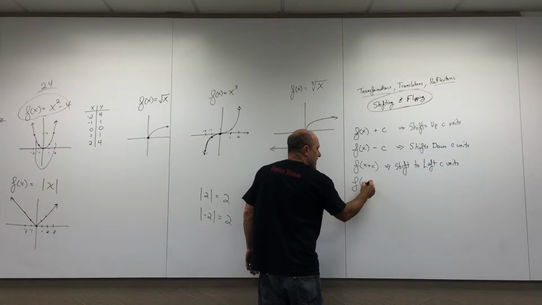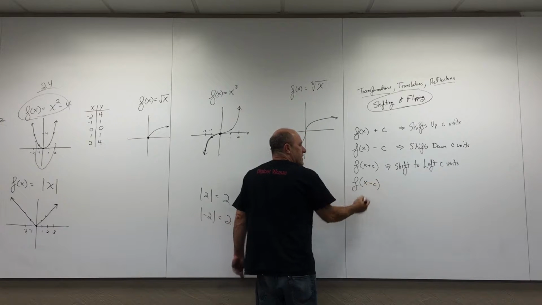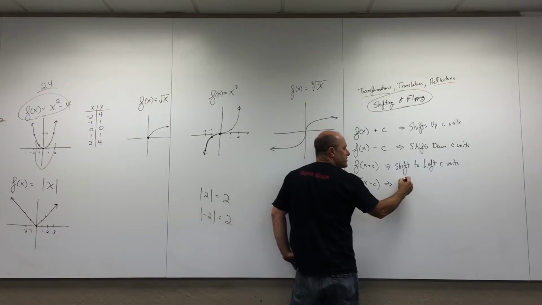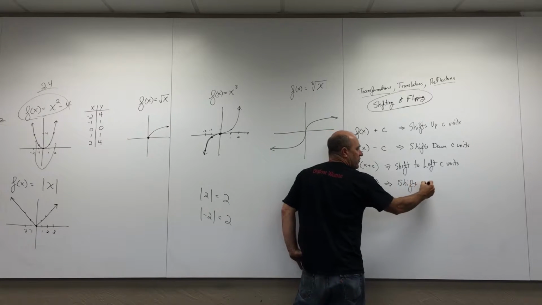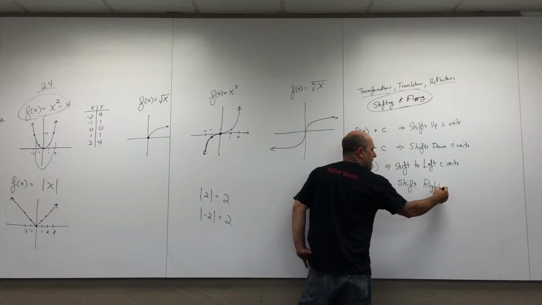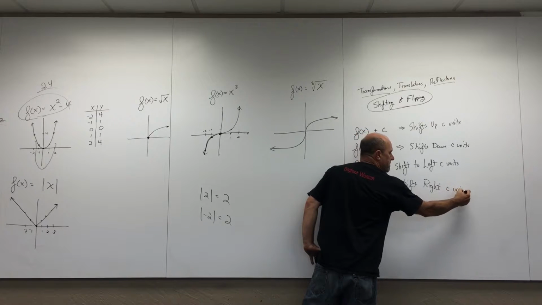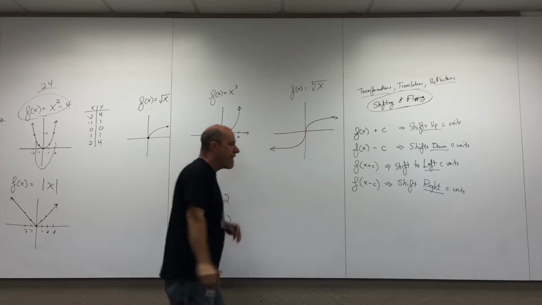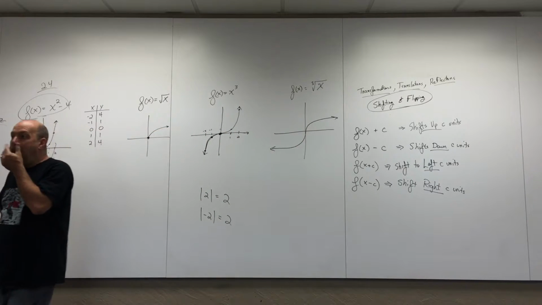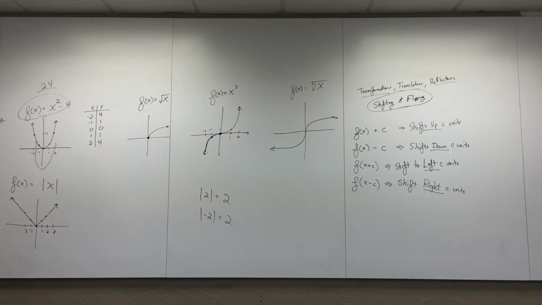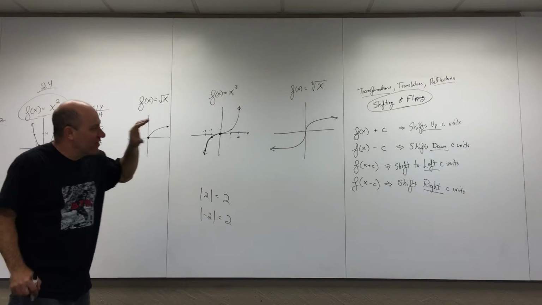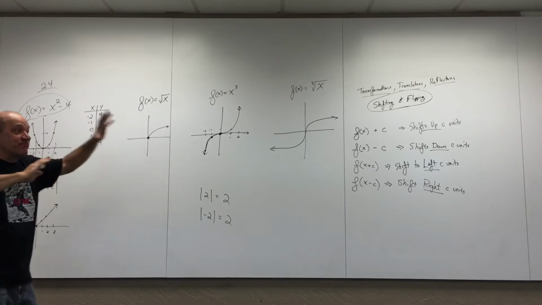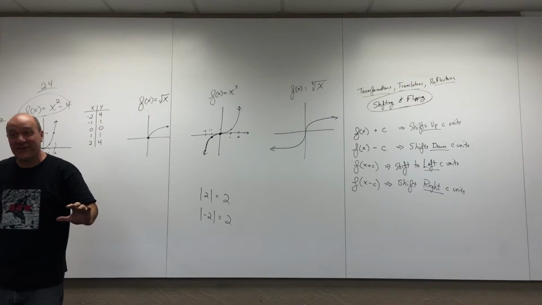And if you had an f of x minus c, that would be shifting it to the right. That's shifting it to the right c units. Shift to the right c units. Those are true facts. And then you got to memorize those ideas, I guess. And you memorize all these, and you're pretty powerful. You can graph some cool functions.